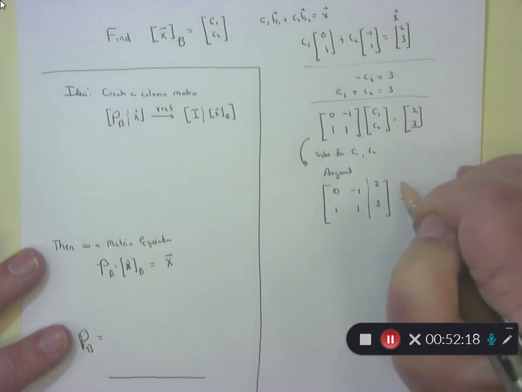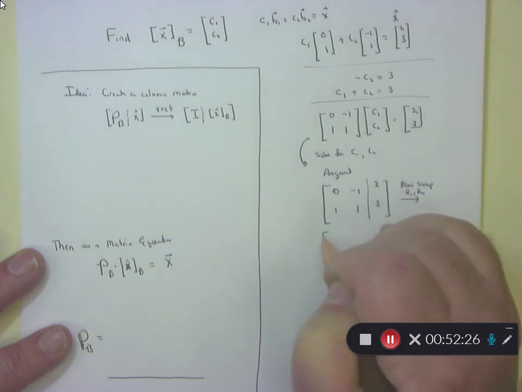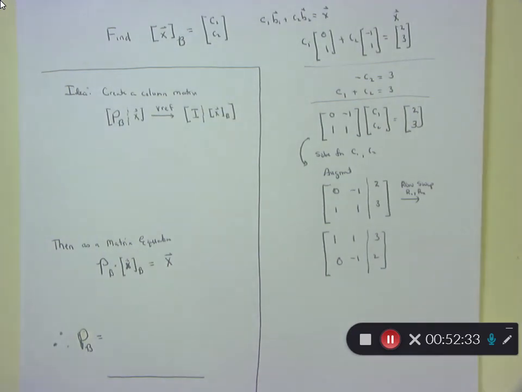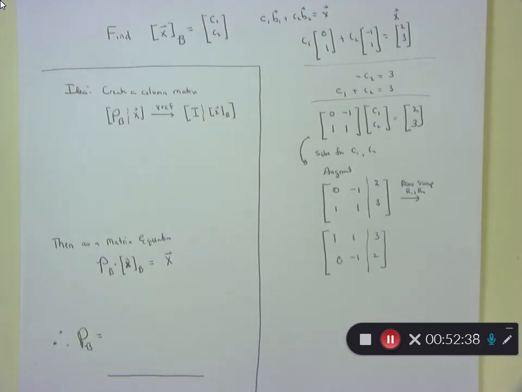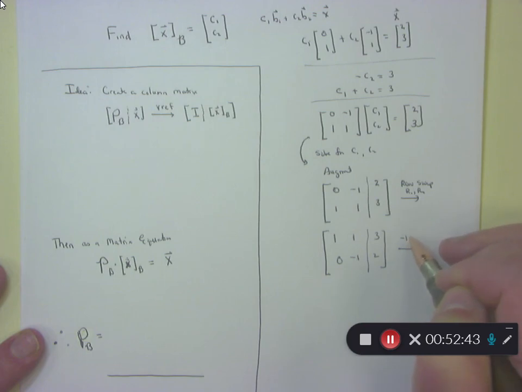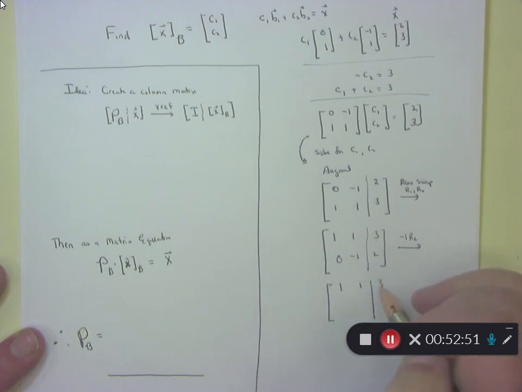Swap. Row swap. Okay, there's only 2 rows. That would be row 1 with row 2. So this would give me 1, 1, augment 3 with 0, negative 1, 2. Now, what's your next move? I already got 1 there, and even better, I got a 0 right there. What's your next move? I want to make this guy a pivot. So what am I going to do? Negative 1 times row 2. This would give me 1, 1, augment with 3, 0, 1, negative 2.